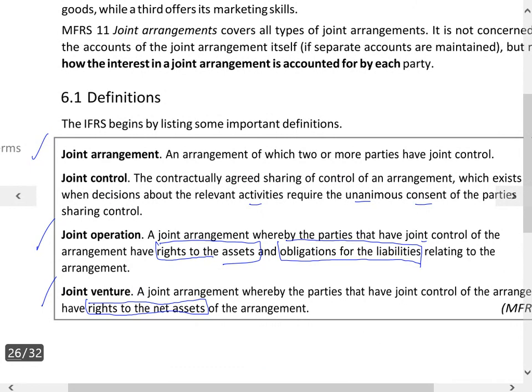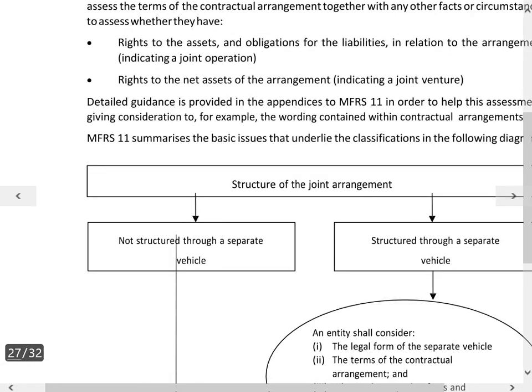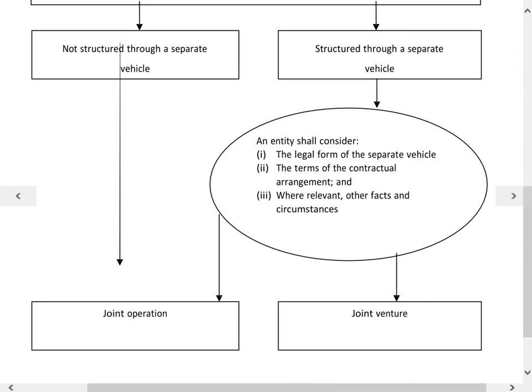An agreement of which two or more parties have joint control. So two parties or more, it can be three, it can be four. Arrangement where two or more parties have joint control. So now I have a joint arrangement. There are two types of joint arrangement. One is joint operation, one is joint venture.